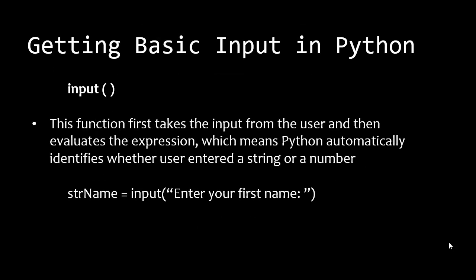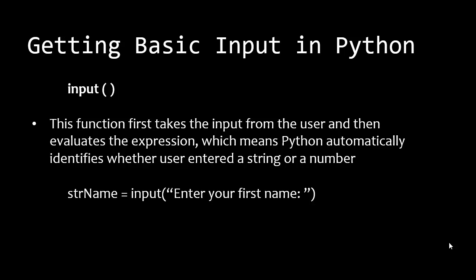Getting basic input in Python. Once again, we're going to ask the users to supply input, and I'll give you an example in the next video. In this case, we're not pulling it off a GUI. We're literally going to ask the user for input. The input function first takes the input from the user and then evaluates the expression, which means Python automatically identifies whether the user entered a string or a number. It will know right off the bat.